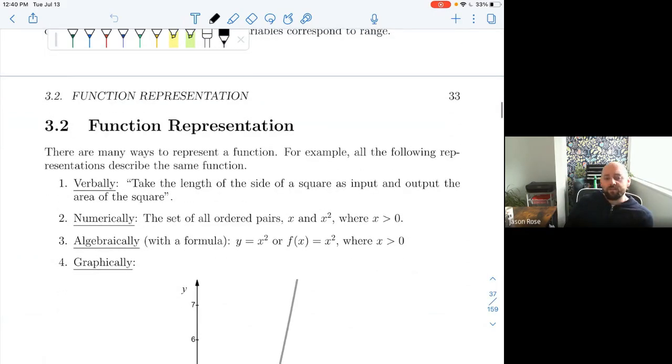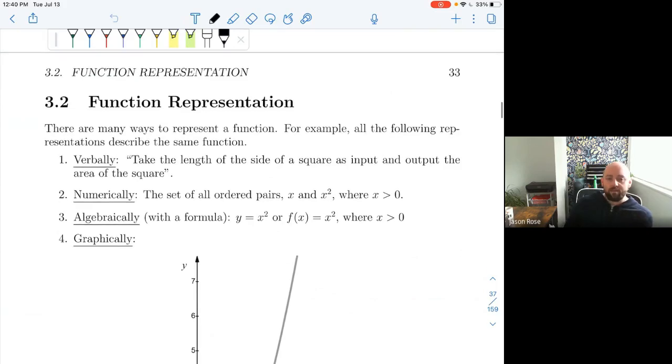Okay, functions can be represented in lots of different ways. Verbally, numerically, algebraically, and graphically are some of the ways that I've mentioned here. So, for example, I can describe a function to you by saying, any number you give me, square it, multiply it by itself. Or any number you give me, add 5 to it. I'm describing a function to you so that you know how to get your new number given the old number.